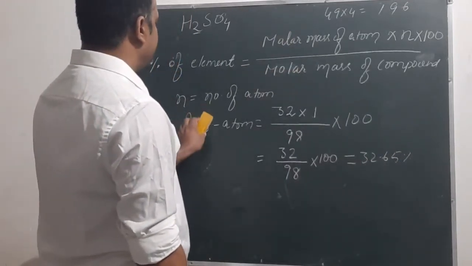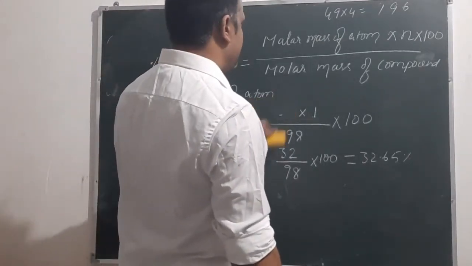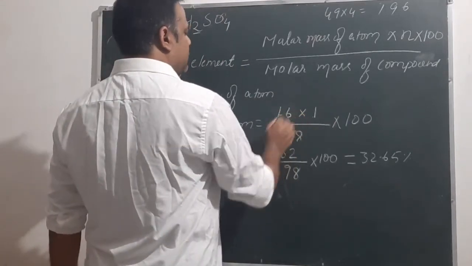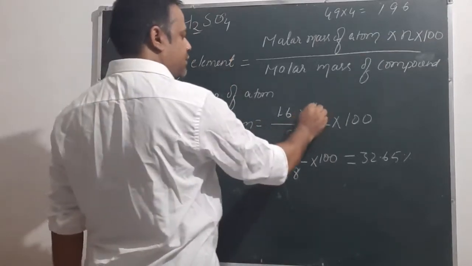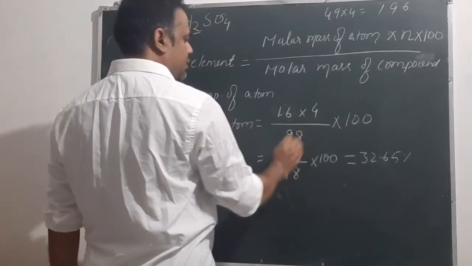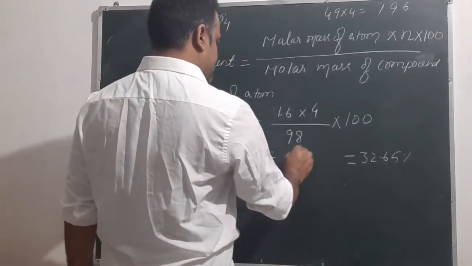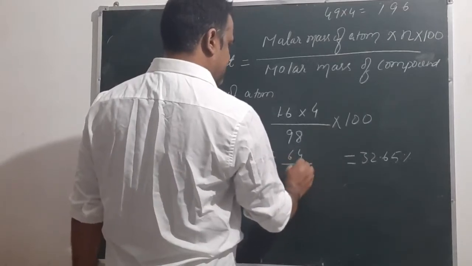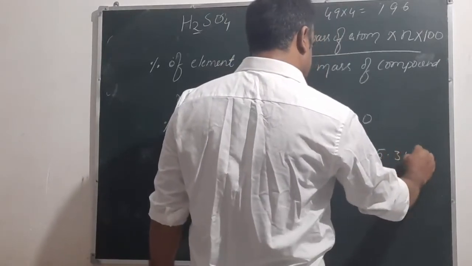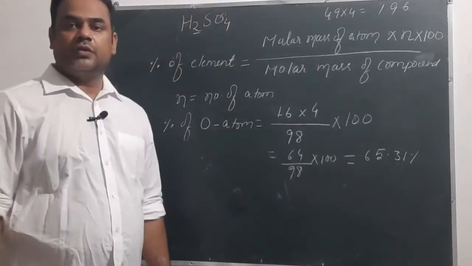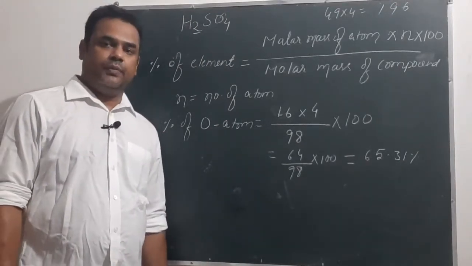If we have to determine the percentage of oxygen atom, then I have to take the molar mass of oxygen atom, that is 16 gram per mole. Then we have to take the number of oxygen atoms, which is 4, and then we divide by the molar mass into 100. So this whole value will become 64 by 98 into 100, which is 65.31%. So this is how we calculate the percentage composition of elements in any compound.